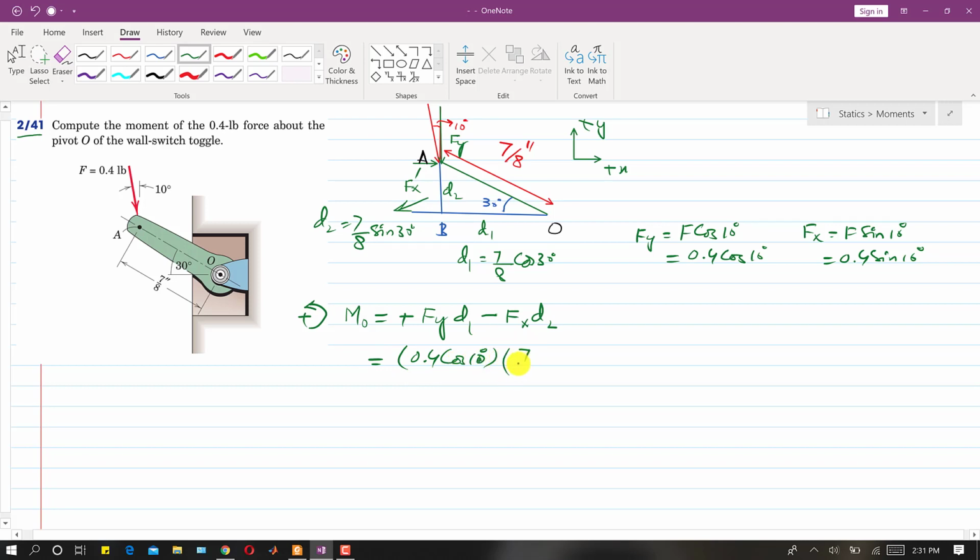So now if we write this, f of y will be 0.4 cos of 10 degrees and D1 is 7 by 8 cos of 30 degrees, minus f of x, which is 0.4 sine of 10 degrees into 7 by 8 sine of 30 degrees. When we solve this, it comes out to be 0.268 pound inch, and since this is positive, this means that this is a counterclockwise moment. So the direction is this, and this was assumed to be positive. So this is the solution of problem 241.